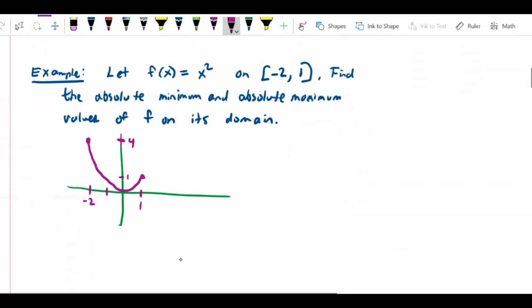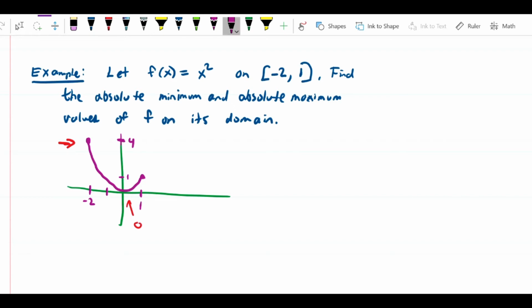So let's let f of x equal x squared on the domain that is the interval -2 to 1, and this is the closed interval, so it includes its endpoints. So let's find the absolute minimum and absolute maximum values of f on the domain. What we can see is that this is of course the parabola x squared, but it's restricted to the domain -2 to 1 rather than being defined for all real numbers. So what we can see is that the highest value that the function attains on this interval is 4, and the lowest value that it attains is 0. Because of course, remember, we're looking at the y values, not the x values.